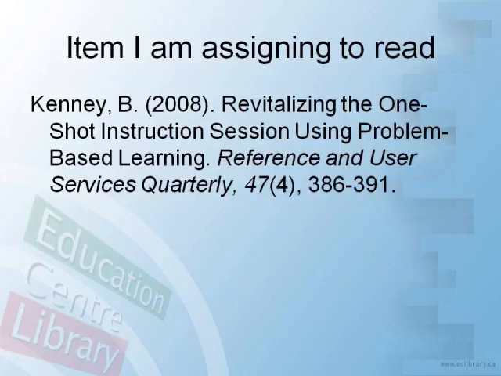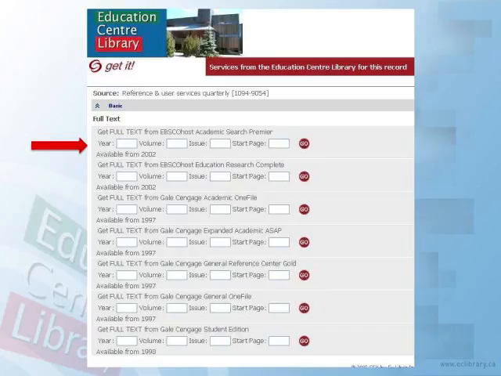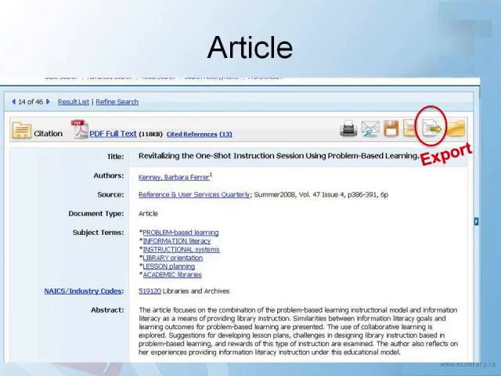To do that, I'm going to go to Journals by Title and look up the title of the journal, Reference and User Services Quarterly. If I click on the title, it will tell me in which databases I have access to the journal and the coverage of the journal in that database. Clicking on the Go button will take me to the journal. I will then click the year and then volume and issue and work my way down to the article that I'm interested in. Here is the article that I want.